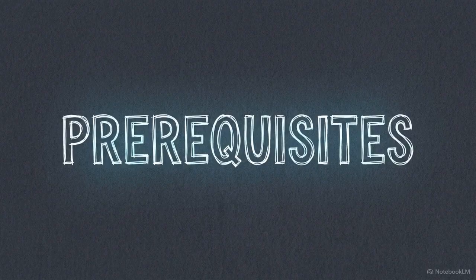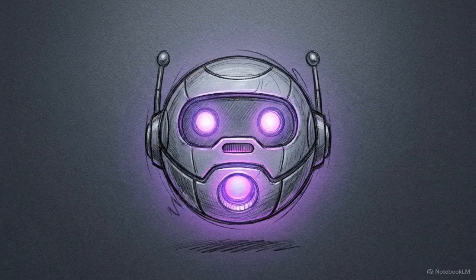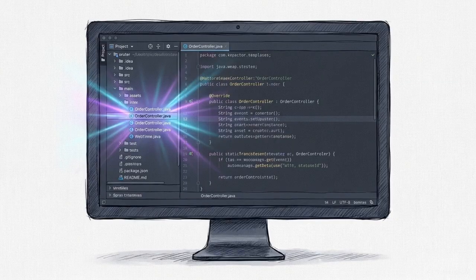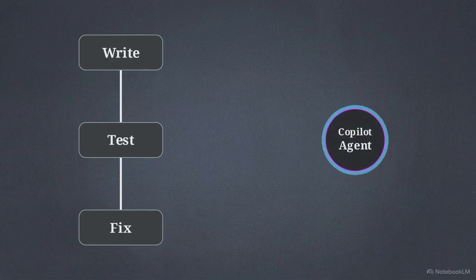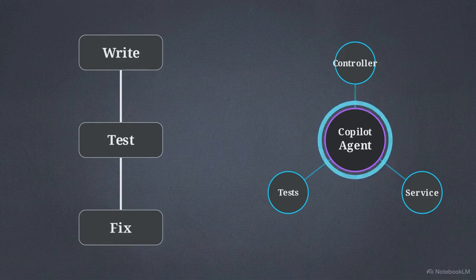To follow along, you need an IDE like Visual Studio Code, an active GitHub Copilot account, and a sample project. For this workflow, I am using a basic Spring Boot application. Normally, development is a straight line of manual inputs. You write code, test it, and fix it, step by step. An AI agent workflow operates differently. It acts as a central hub, deploying multiple actions simultaneously across your project.